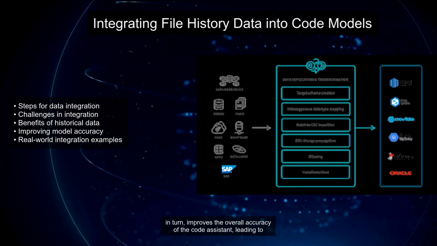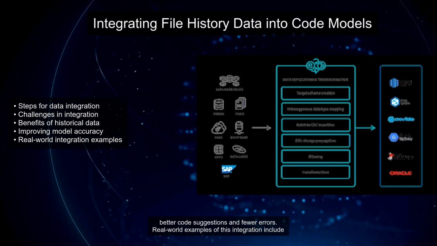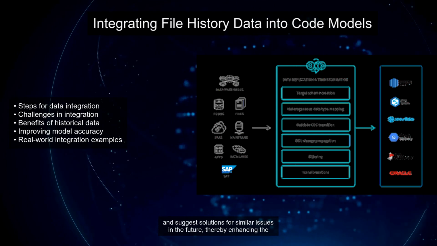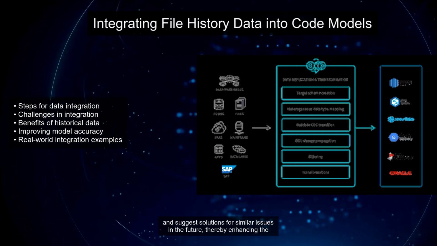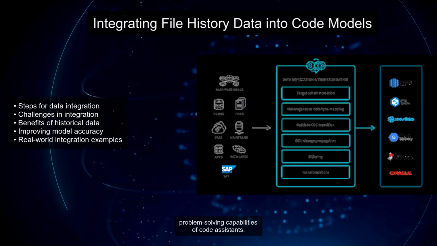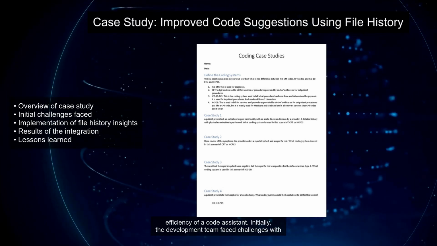This, in turn, improves the overall accuracy of the code assistant, leading to better code suggestions and fewer errors. Real-world examples of this integration include projects where historical bug fixes are used to train models to recognize and suggest solutions for similar issues in the future, thereby enhancing the problem-solving capabilities of code assistants. Let's explore a case study where file history insights significantly improve the efficiency of a code assistant.